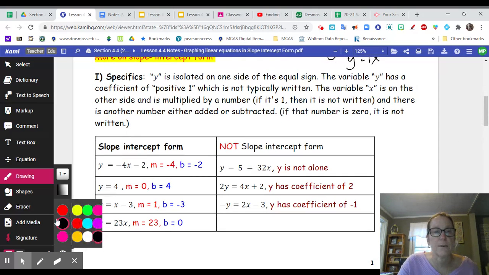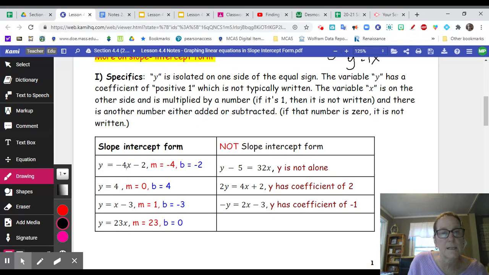So here's an example. This equation is in slope-intercept form. Y is alone, isolated. Negative 4 is the multiplying number, so that's our slope. The plus number, well, it's minus, but that means it's plus negative 2. Here, this one, we might not think it's in slope-intercept form, but watch how I'm going to show you that it really is.